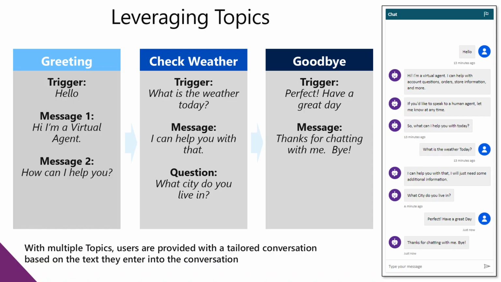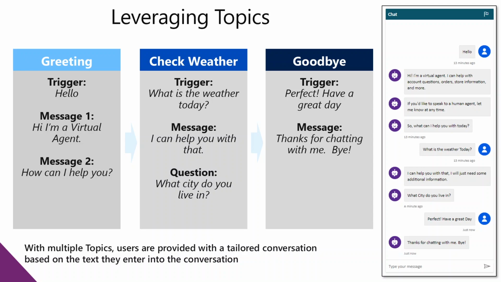Here are some examples. The first one there is greeting. This is a system topic. Hello, hi, I'm a virtual agent. How can I help you? So you see there that the trigger starts that topic of greeting. The trigger phrase is hello, and then we have two nodes, two messages that do things.